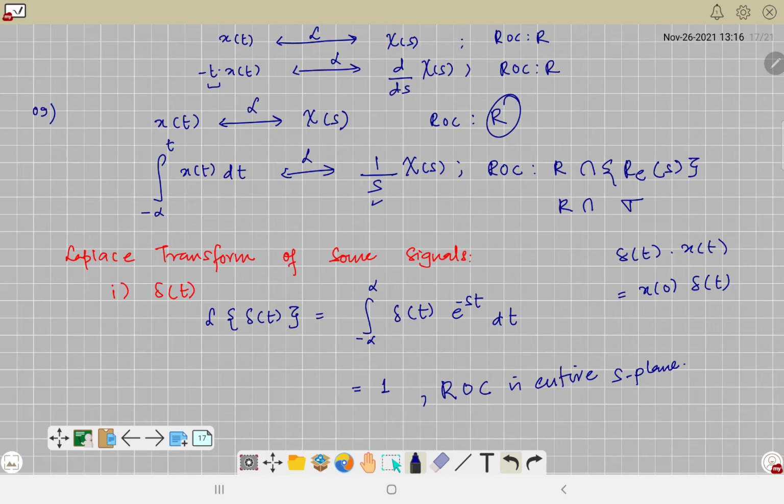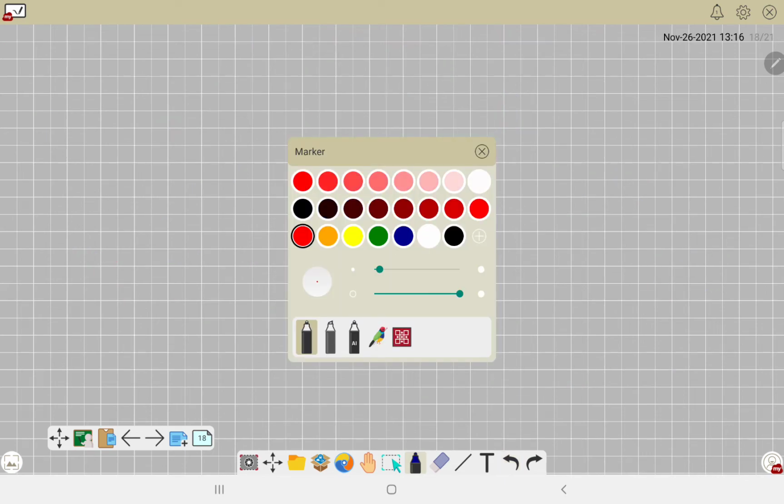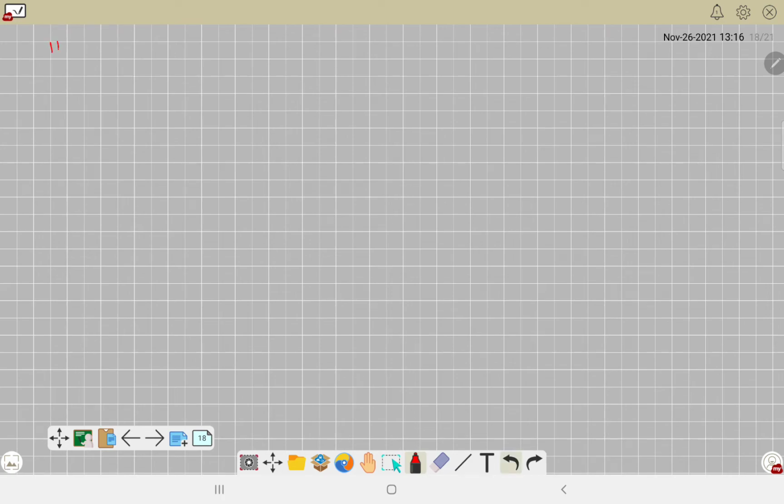ठीक है. Then we have another important signal, unit step. If you remember, unit step had a problem with Fourier transform because it was not converging. So you couldn't have directly applied the Fourier transform. But Laplace में ऐसा कुछ है नहीं, so we can directly find the Laplace transform of u of t.